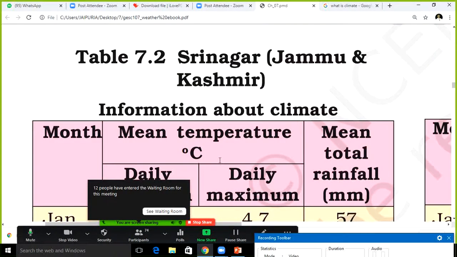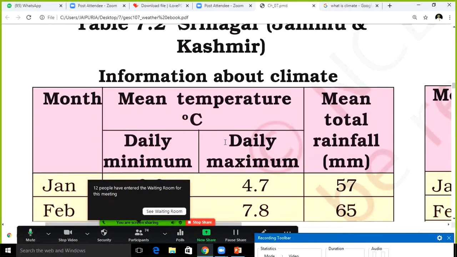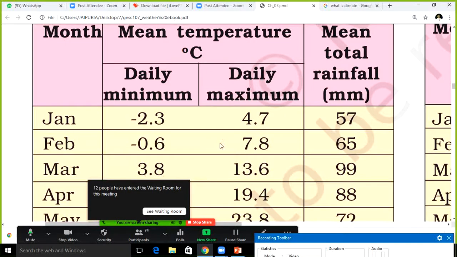See, if we are studying this Table 7.2 for Srinagar, Jammu and Kashmir, information about the climate is given here, and the table is divided by month, with temperature in degrees centigrade, that is the daily minimum and maximum. I have given you that activity. In that activity you have to do this. So minimum, maximum and total rainfall.